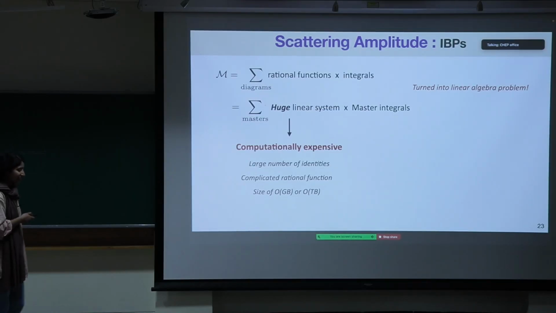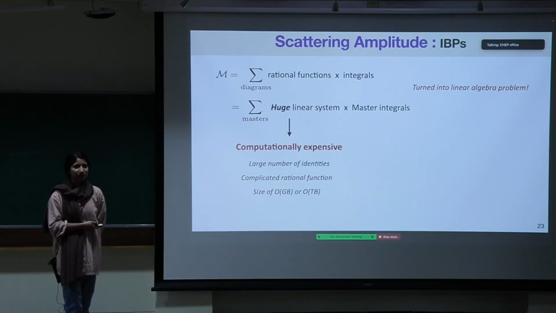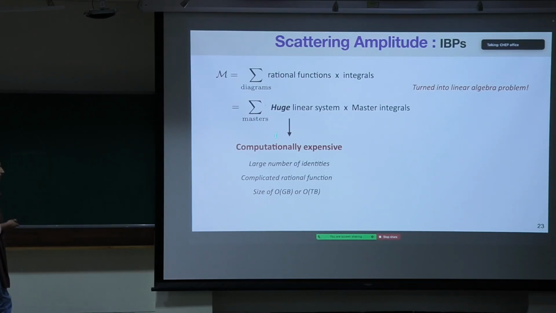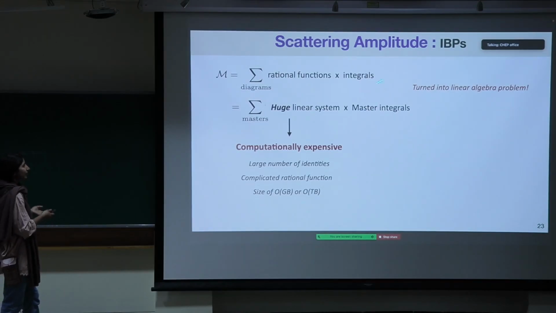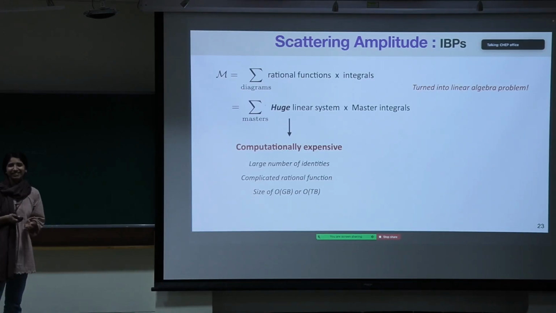Okay, so as I mentioned, this integration by parts identity is very powerful, but the price we pay is that when it reduces these integrals to master integrals, the coefficients become a huge linear system. It will be on the order of gigabytes or terabytes, where we need a really good computing system to handle such big rational coefficients. When the number of integrals is large, there are a large number of identities and the rational functions become very complicated. So it is very computationally expensive.